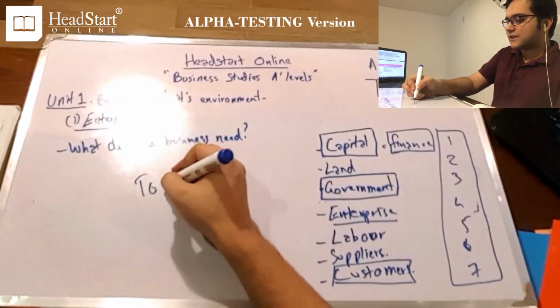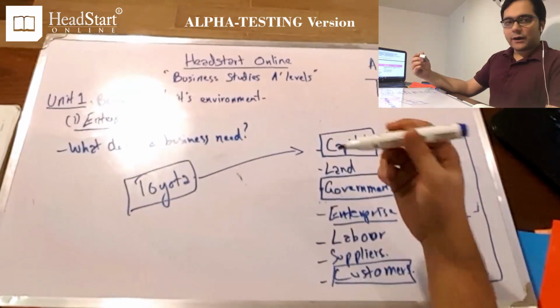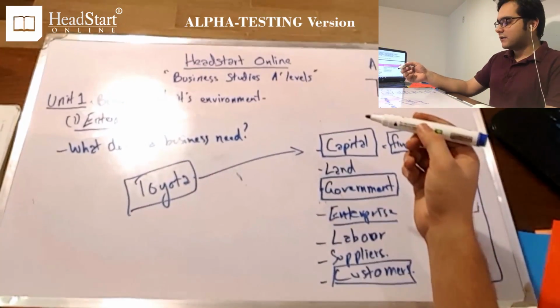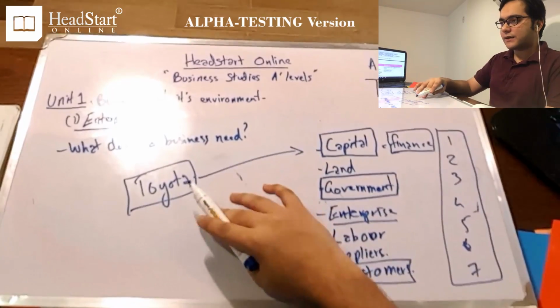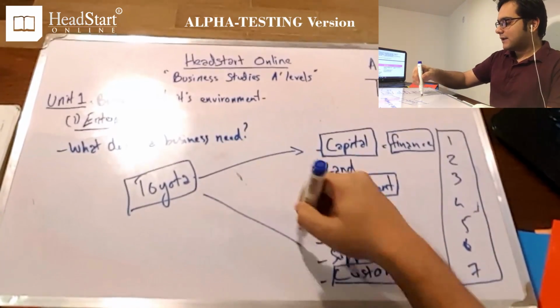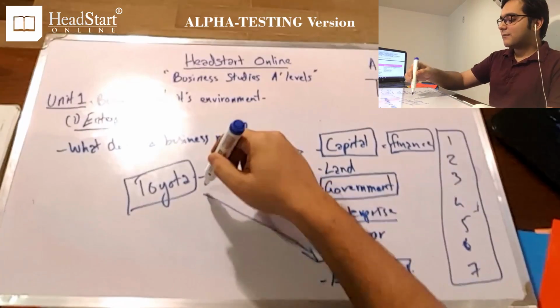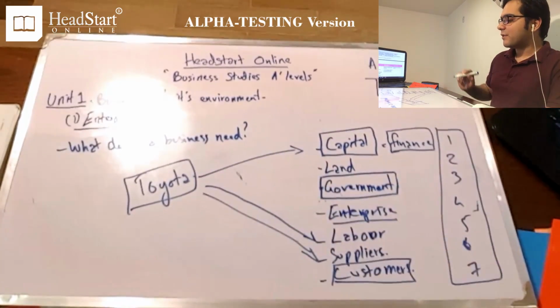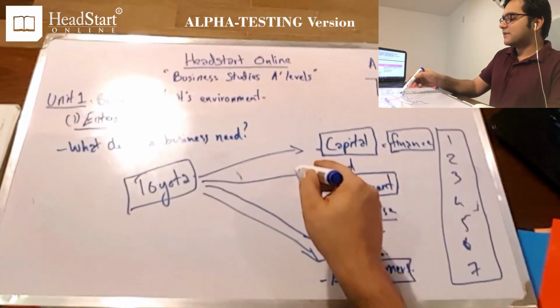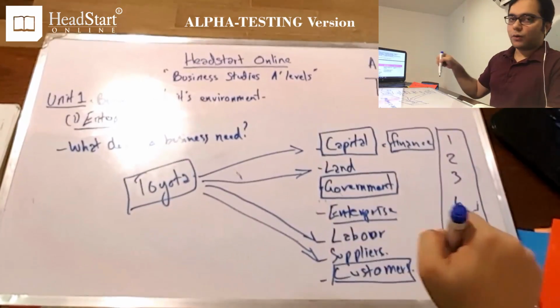Let's go for Toyota this time. Now, Toyota obviously needs capital. They need to have the money required to buy their raw materials from their suppliers. They need to have the money to pay their labor. They need to have money to buy premises. So money is obviously related to all of these.